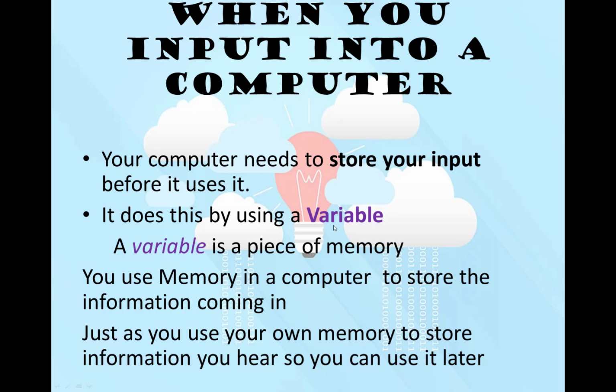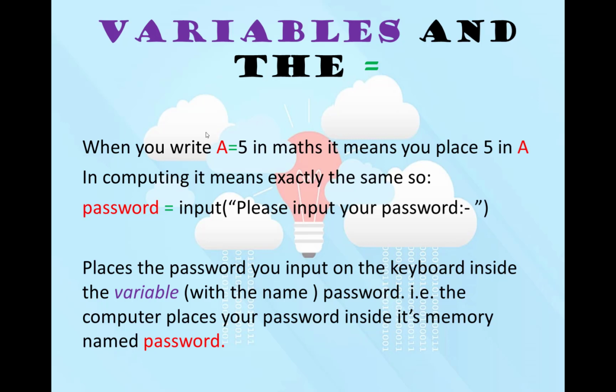Your computer needs to store your input before it uses it. It does this by using a variable, as we've spoken about before. A variable is a piece of memory. When you write A equals 5 in maths, it means you place 5 in A. Similarly, in computing, it means exactly the same. It's placing that 5 inside the password if you had put 5 into the screen where it prompted you to do so.